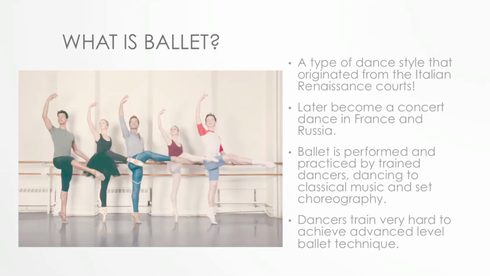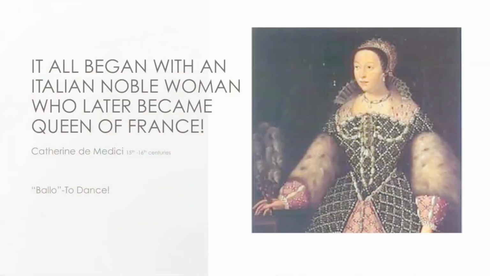And dancers train very, very hard. They train very, very long in order to achieve a professional level status. And the dancers here on the left are the dancers of the American Ballet Theatre here in New York. It all started with this woman, this Italian noblewoman. Her name was Catherine de' Medici, who later became Queen of France because she married into the French family. And there's the key term that ballet comes from, or burgeons from. It really came from the word ballo, and it means to dance.